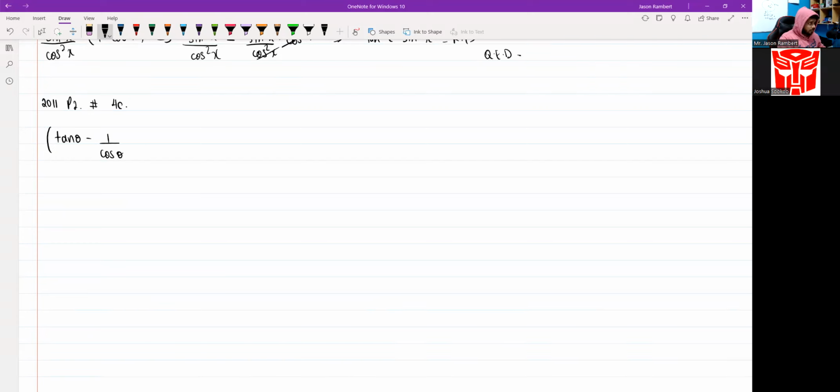Cosine theta squared is equal to minus sine theta minus 1 over sine theta plus 1.